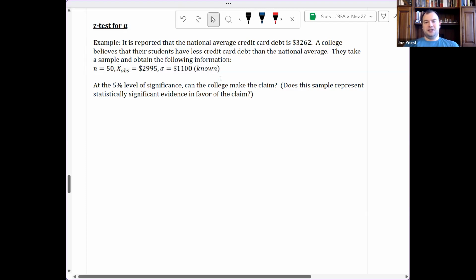And the question is, well, I know that $2,995, that point estimate, has been subject to some sampling error, right? Maybe I just happen to sample a few more students who have low credit card debt than usual and a few fewer students who have high credit card debt than usual, and that kind of pushed my X bar observed down. But maybe that was just a strange sample, right? Maybe if I went out and took 10 more samples, every one of them would have an X bar observed above $3,262.